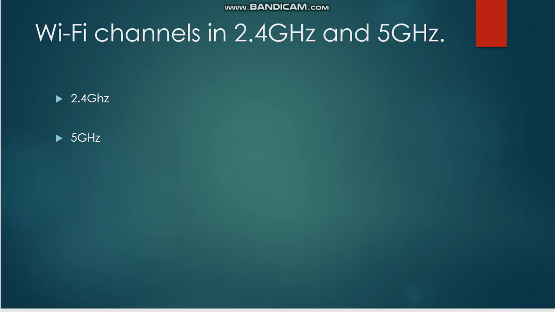So as I was saying, all the 11 channels in the 2.4 gigahertz band overlap each other. So the channels which have been used in the 2.4 band are channels 1, 6, and 11, since they do not overlap each other. The 2.4 gigahertz band is not encouraged to be used when compared with the 5 gigahertz band.